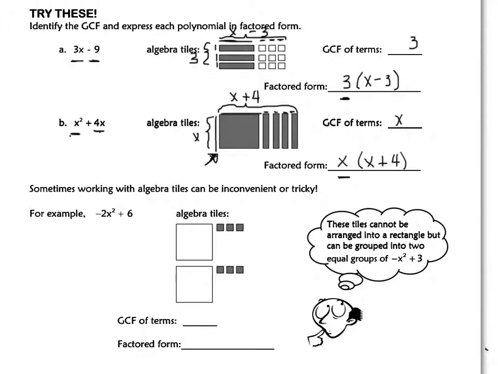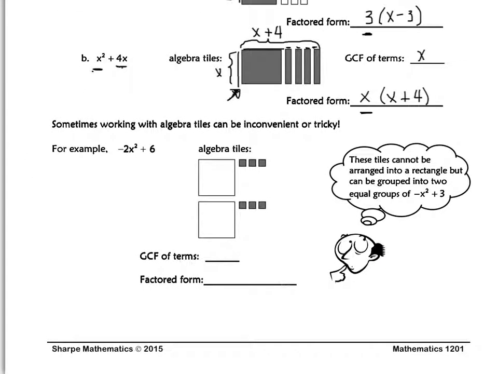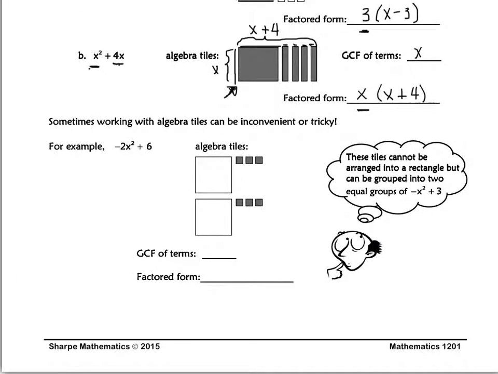All right, so sometimes working with algebra tiles might be a little bit tricky or inconvenient because it's too hard to represent the polynomial that you have with algebra tiles. And sometimes when you try to arrange the tiles, you cannot form a rectangle. But you can have a GCF of a polynomial represented with algebra tiles. Sometimes, if it can't be represented in a rectangular format, can it be split up into equal groups of the same types of tiles?